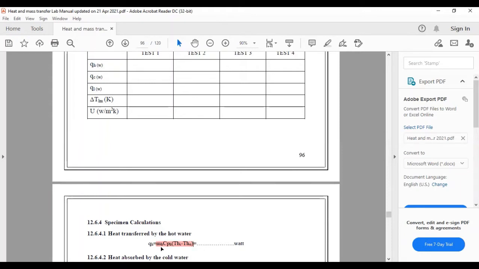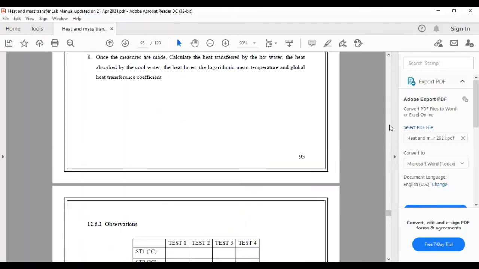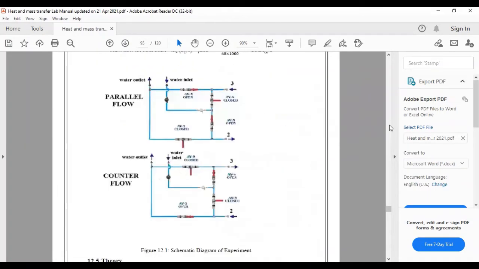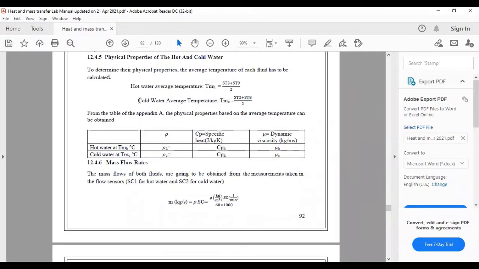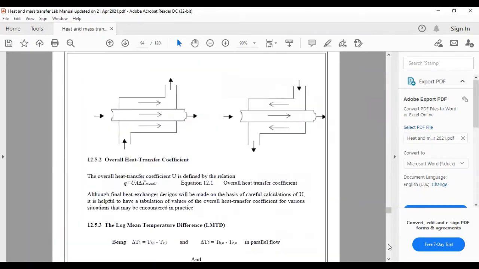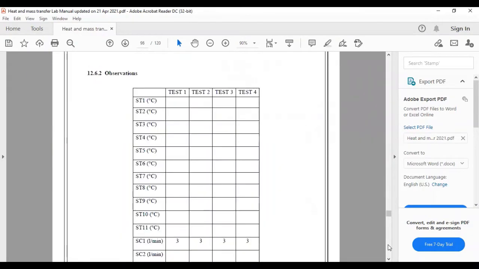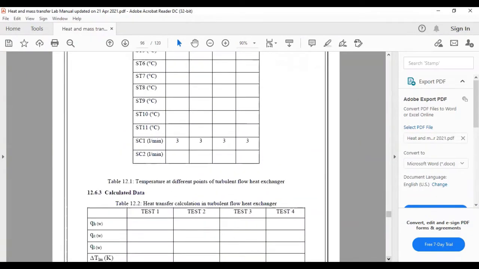We already calculated it before performing the experiment, so we have got the value of this mass flow rate. CPH we also have. I can show you the table once again. We got these values from the average hot water temperature and the average cold water temperature. That was the specific heat, dynamic viscosity, and density of hot and cold water. So we will use all of these values from this table to calculate the mass flow rate. So I am again moving towards the calculation table.